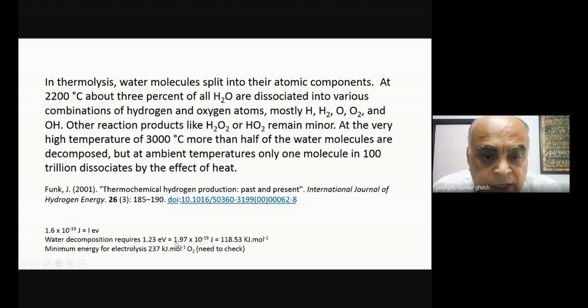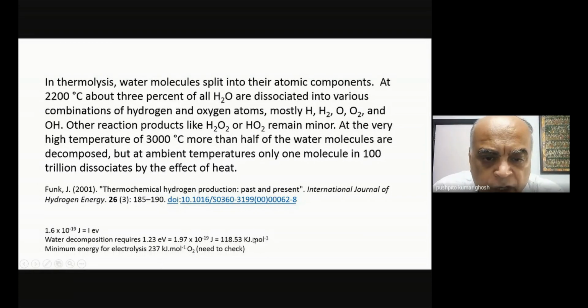Okay, it requires 1.23 electron volts thermodynamically, and 1 electron volt is equal to 1.6 into 10 to the power minus 19 joules. So this comes to 1.97 into 10 to the power minus 19 joule. Now this is per molecule. So if I have to do it in terms of mole, I have to multiply this by the Avogadro number, 6.023 into 10 to the power 23. And this is the value you will get.